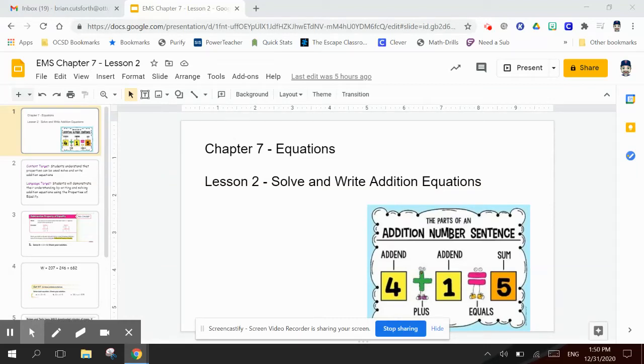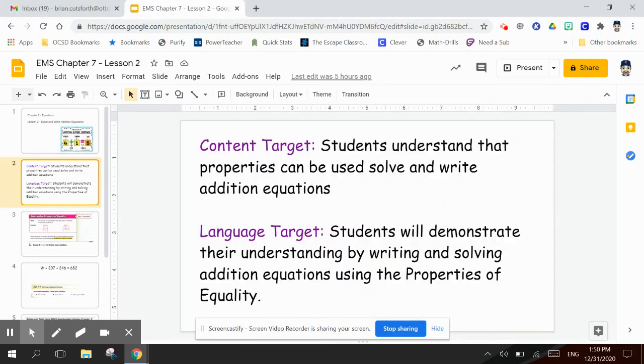Chapter 7, Equations, Lesson 2, Solve and Write Addition Equations. Our content language target: students understand that properties can be used to solve and write addition equations. Language target: students will demonstrate their understanding by writing and solving addition equations using the properties of equality.